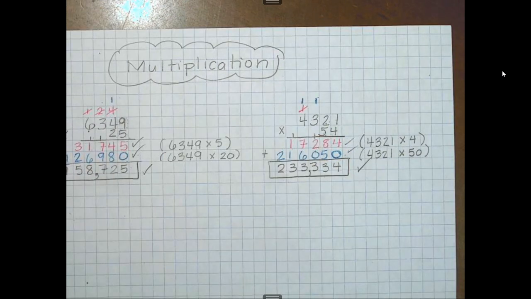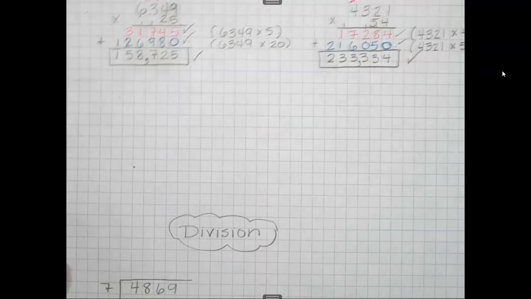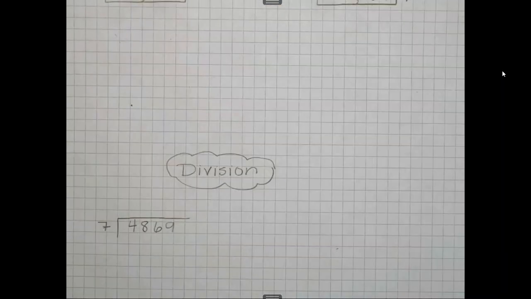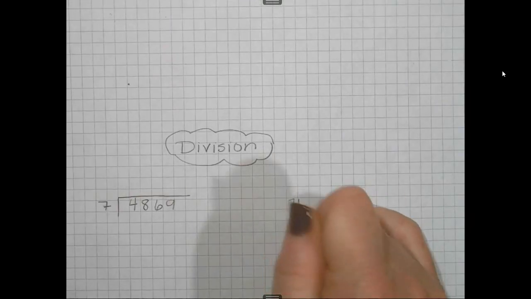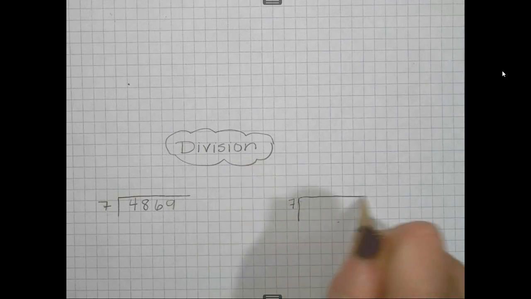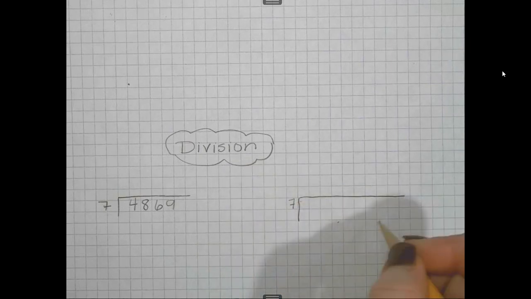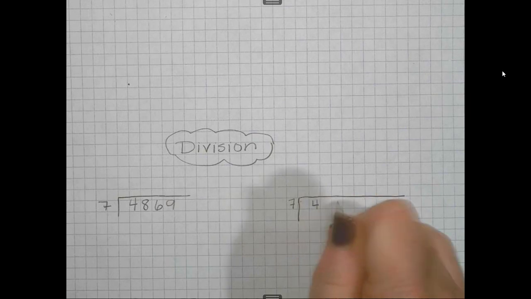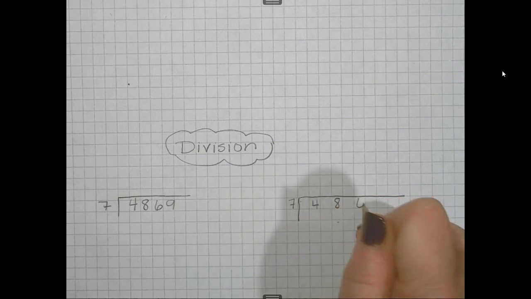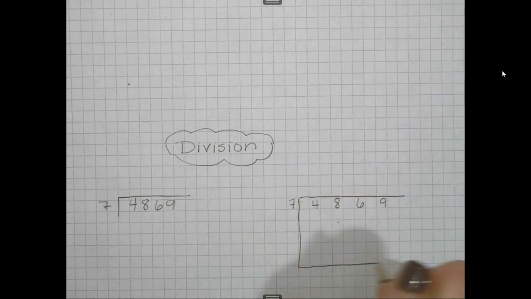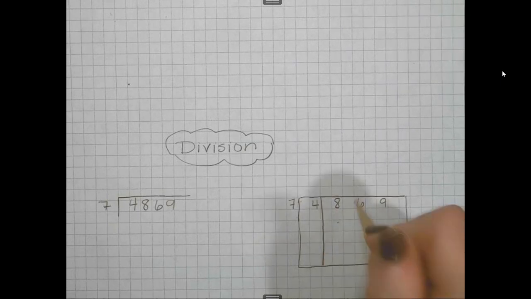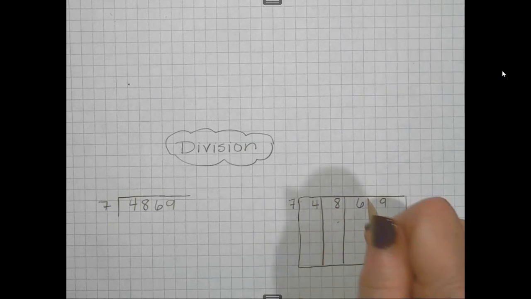All right, let's review real quick division. I am going to start with 4,869 divided by 7. We are going to slide over, and I'm going to show you, first of all, the standard algorithm, breaking it up into those place value slots. So the 4,000s, the 800s, the 60s, and the 9 ones. We'll come down, and you're making your workspace. And then you're separating a little workspace for each place value.